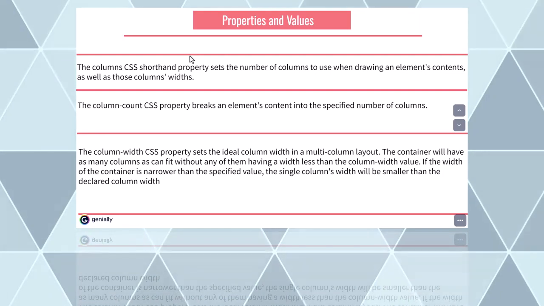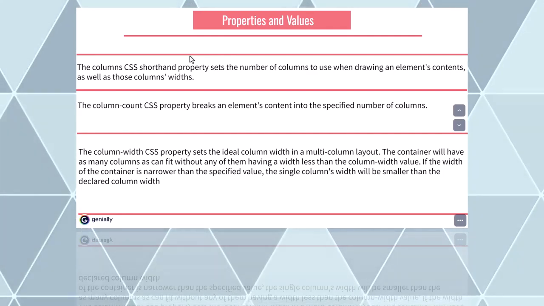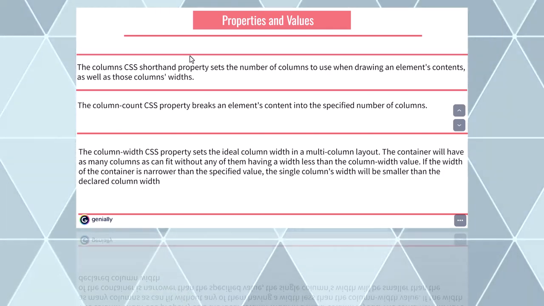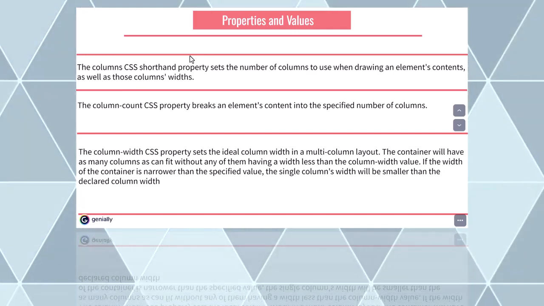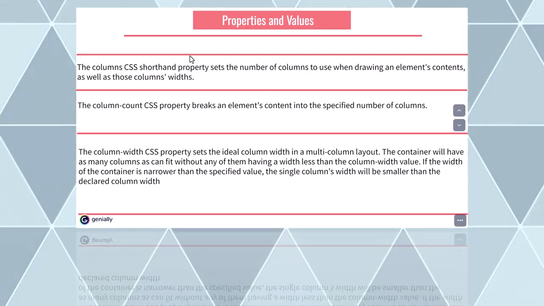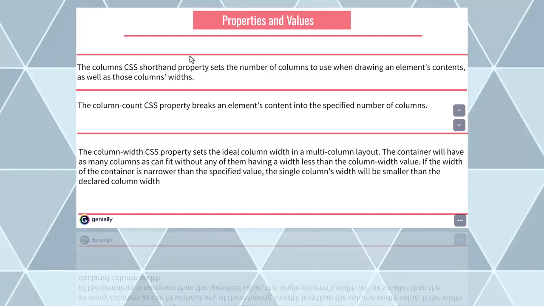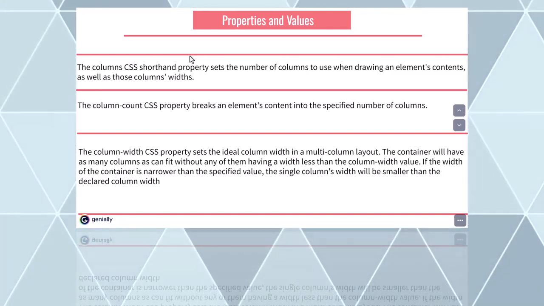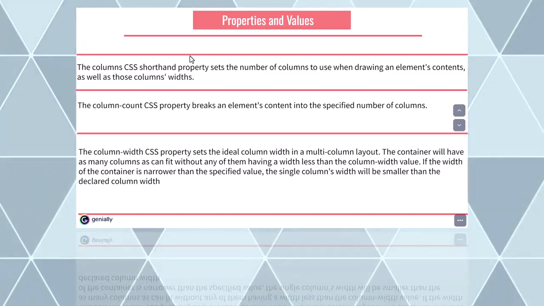The column CSS shorthand property sets the number of columns to use when drawing an element's content, as well as those columns' width. The column-count CSS property breaks an element's content into the specified number of columns.